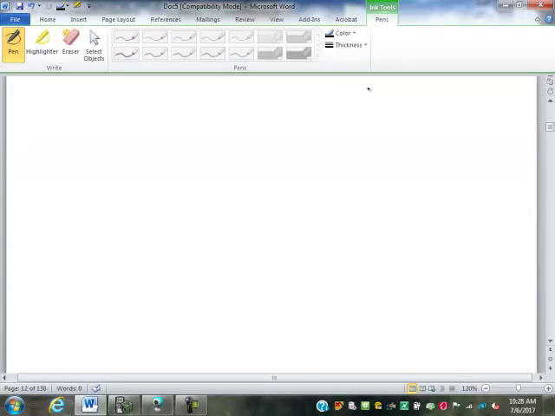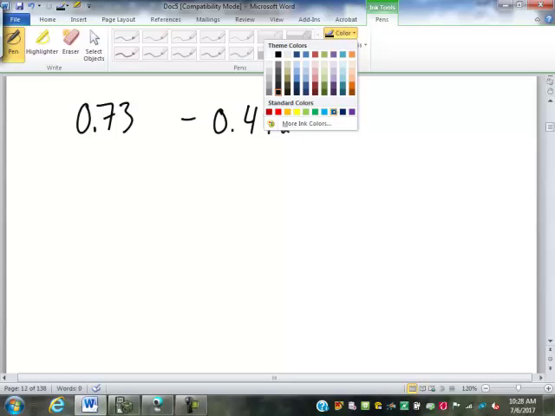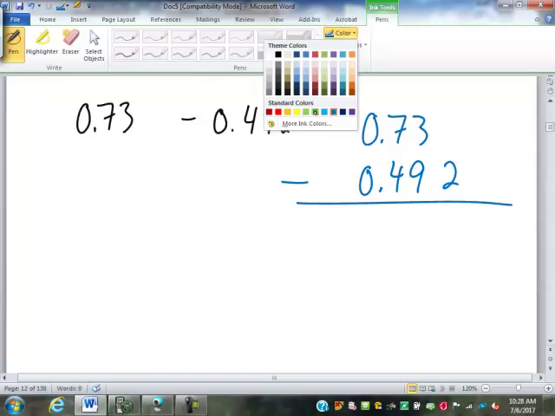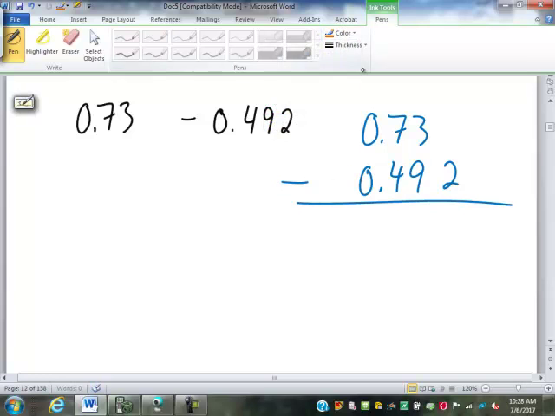Subtracting is pretty much the same way. 0.73 minus 0.492. We have to make sure we line up the decimal point so that we have our tenths lined up with tenths and hundredths lined up with hundredths. Now here, what am I going to have to do? I'm going to have to fill in the missing place value first there.